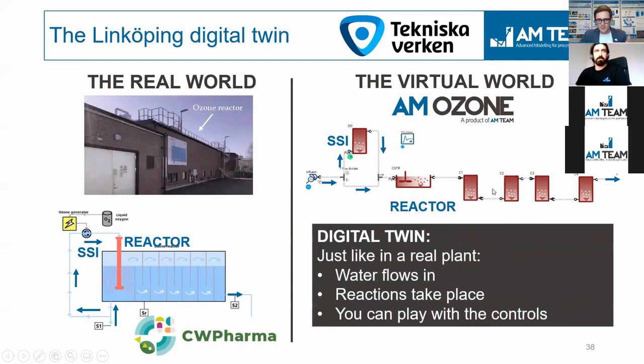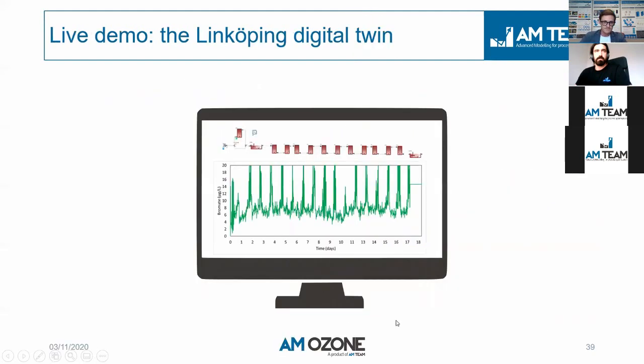Just like with a real process, a digital twin has water flows coming in, these blue arrows. It also has reactions taking place, described by a lot of chemical formulas, which we have not really shown in this webinar. And you can also play with the plant controls. So that's also quite important and interesting. So let's go back to Giacomo's screen, and he will be outlining the Swedish plant.